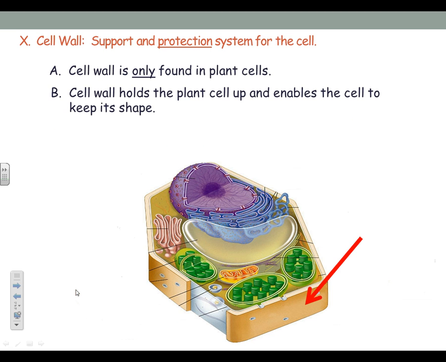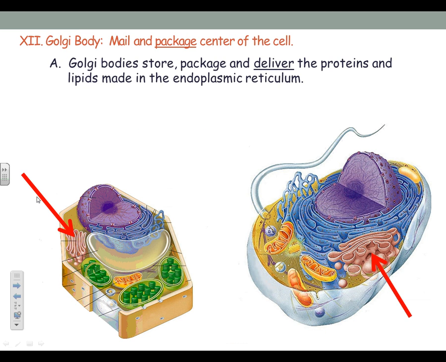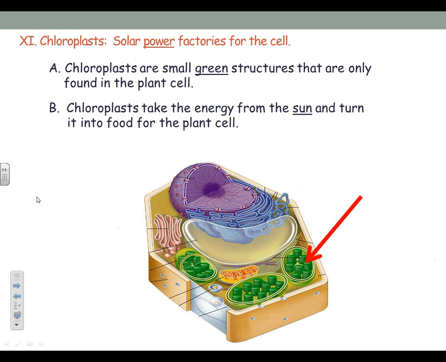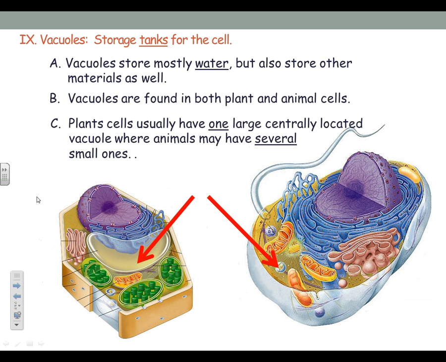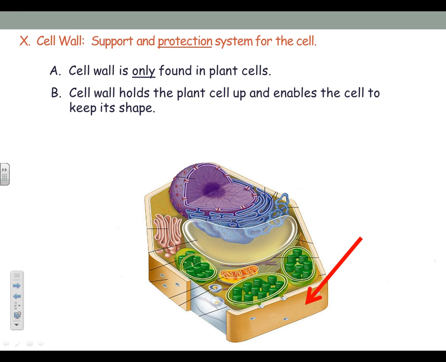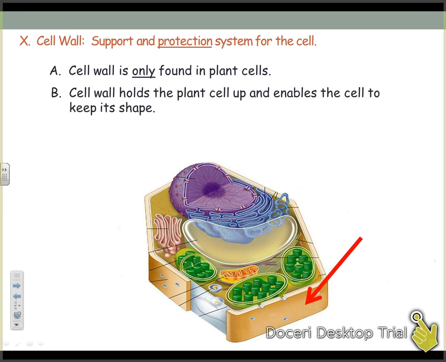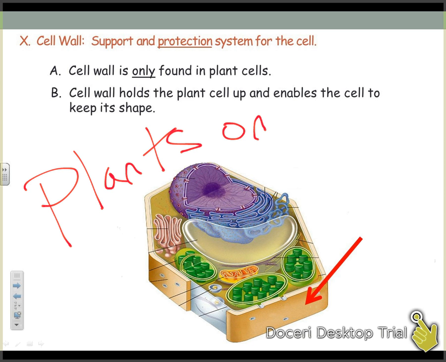The next structures we find in plant cells, and these are in plant cells only, okay? Plants only, okay? And that is the cell wall.